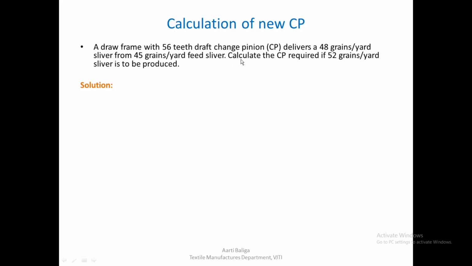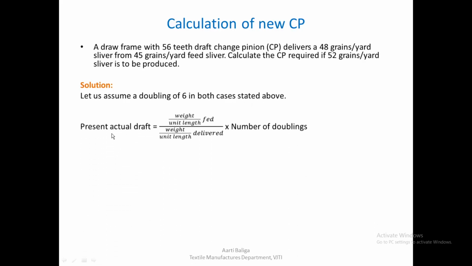Then we have been asked to calculate the CP required if 52 grains per yard sliver is to be produced from the same feed sliver, which is 45 grains. So how to go about solving this problem? Let us assume a doubling of 6 in both these cases stated above. We know the formula: actual draft is equal to weight per unit length fed upon weight per unit length delivered, multiplied by number of doublings.